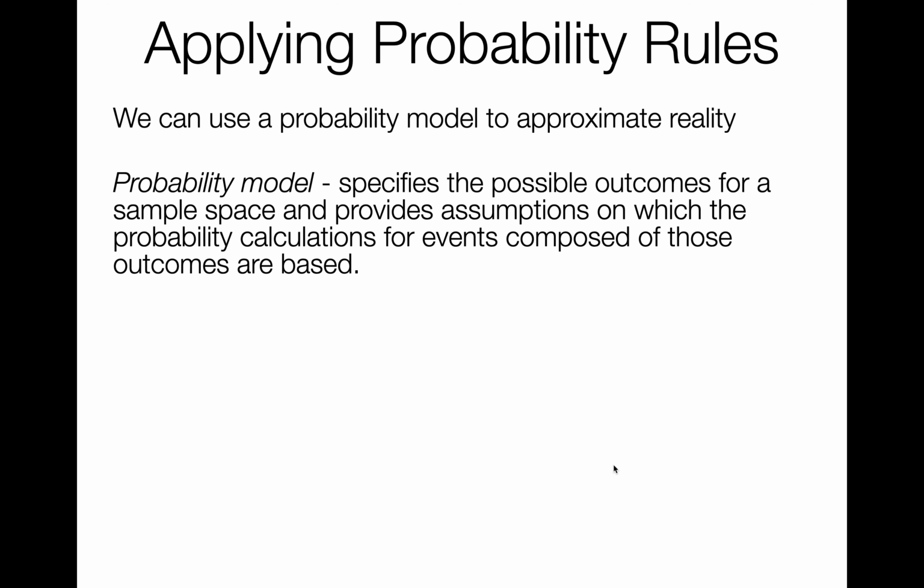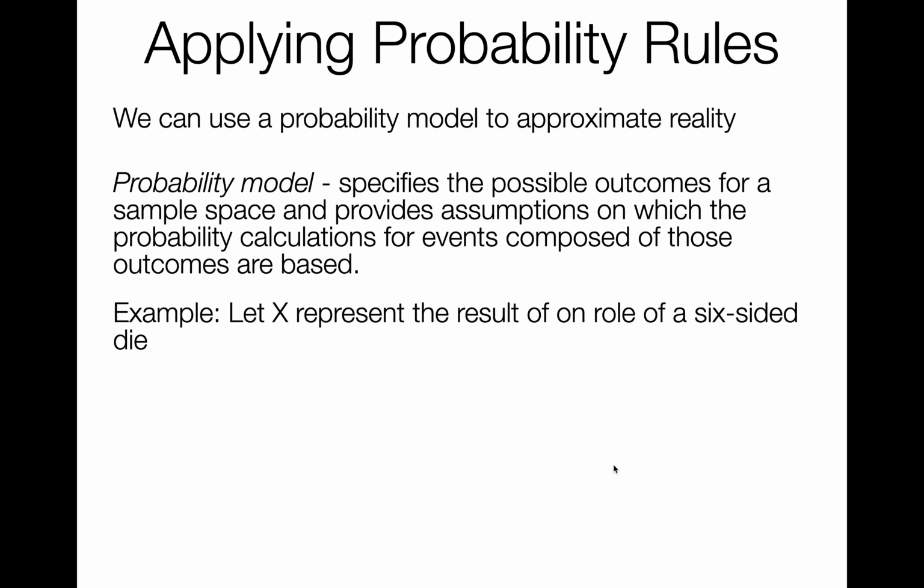So a probability model specifies the possible outcomes for what I'm going to call here a sample space. We don't need to worry about what a sample space means, and provides assumptions on which the probability calculations for events composed of those outcomes are based. Okay, that was a long definition, and you don't need to worry about that. An example will do just nicely for this.